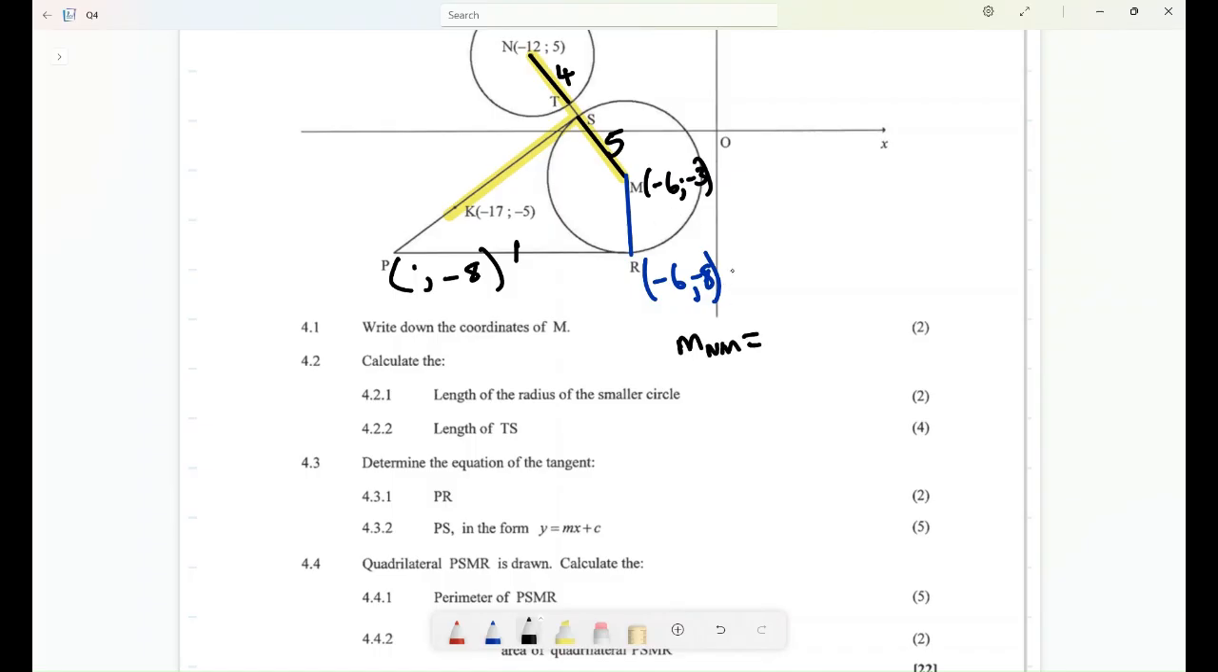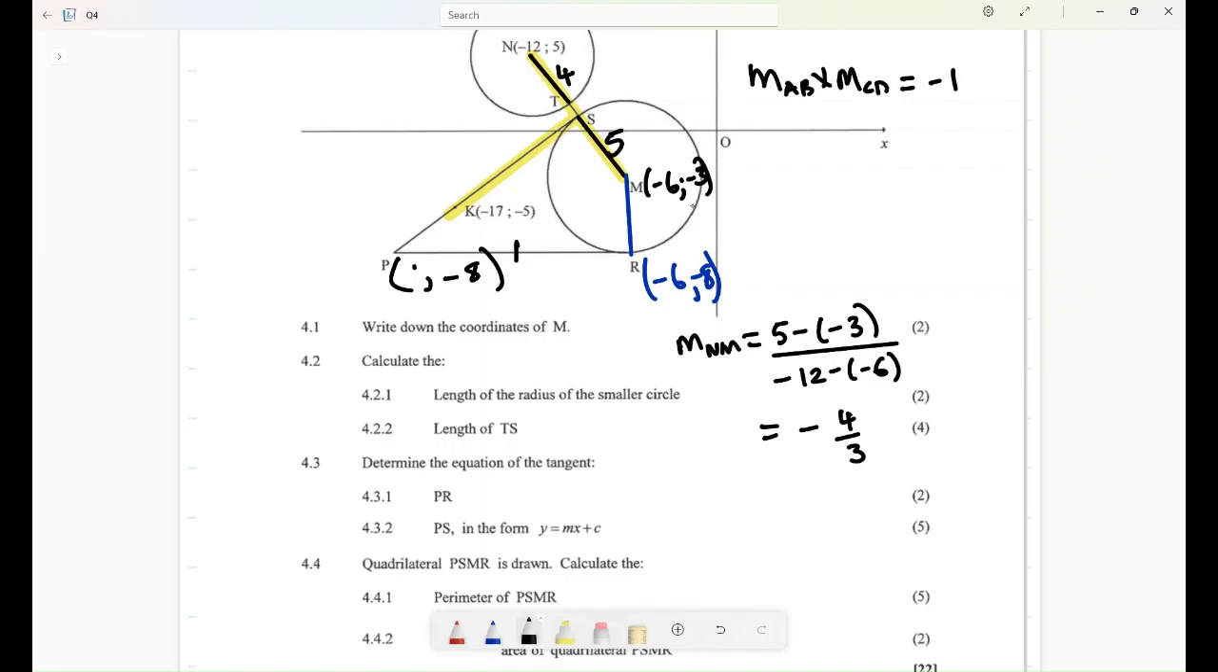How do I find the gradient of NM? I'm going to say y of N, which is 5, minus y of M, which is negative 3, divided by negative 12 minus negative 6. Mathematically, I have 8 divided by negative 6, which is negative 4 divided by 3. But remember, if I'm having perpendicular lines, the product of the gradients of those two is equal to negative 1. Okay, if the lines are perpendicular, sorry if I said parallel.